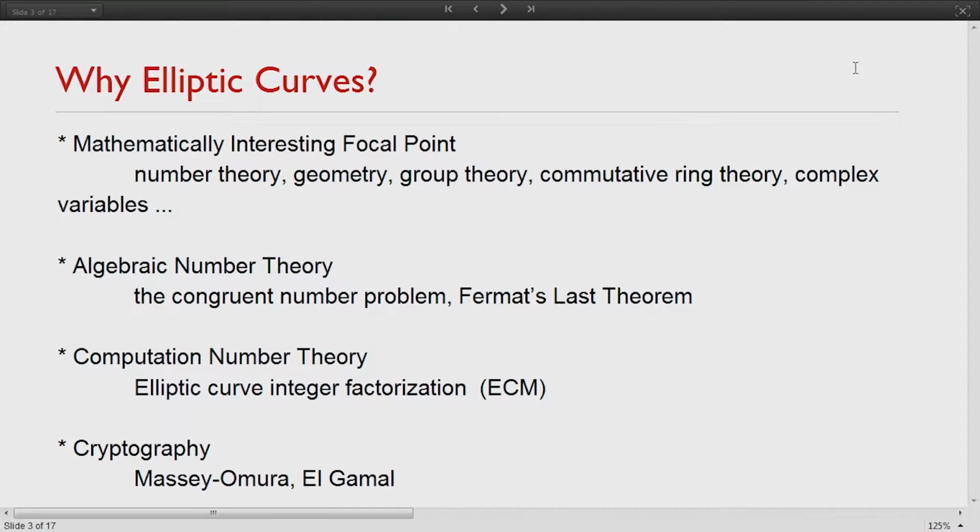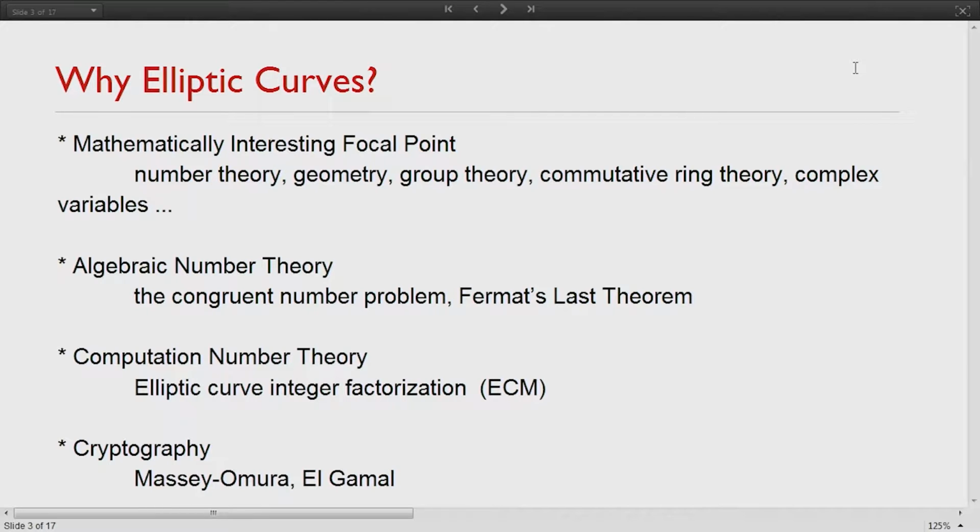What makes them interesting? Why are they important? Well, in my examination of these objects, it turns out they lie at the intersection of a lot of interesting branches of mathematics: number theory, geometry, both in the high school sense and in the real sense, group theory, commutative ring theory, complex variables, and beyond. So they really act as a focal point of deep study. They're used as a tool in algebraic number theory, the congruent number problem.